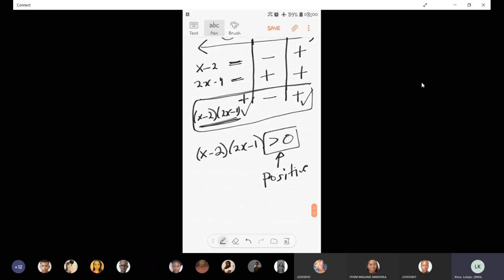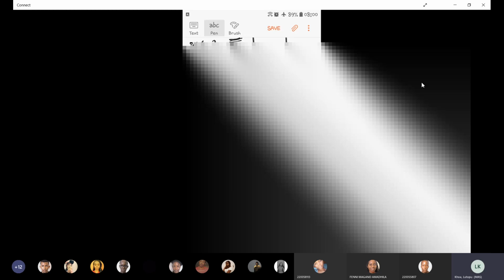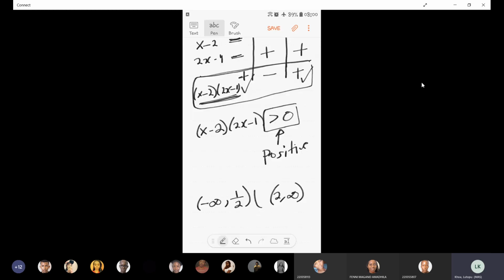So what I do is I write the first one. This goes from minus infinity to a half. And then the other one goes from 2 to infinity. And these are both my solutions, so I make the union of the two sets. Okay, so that is how I'll write it.